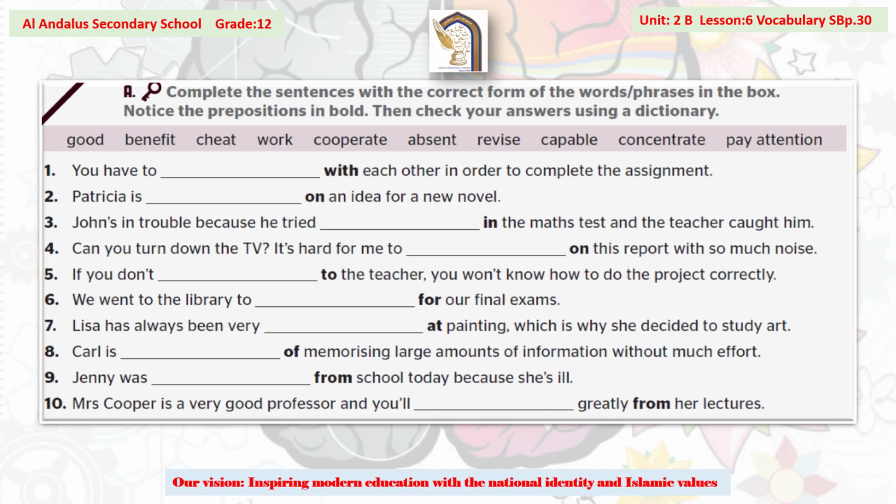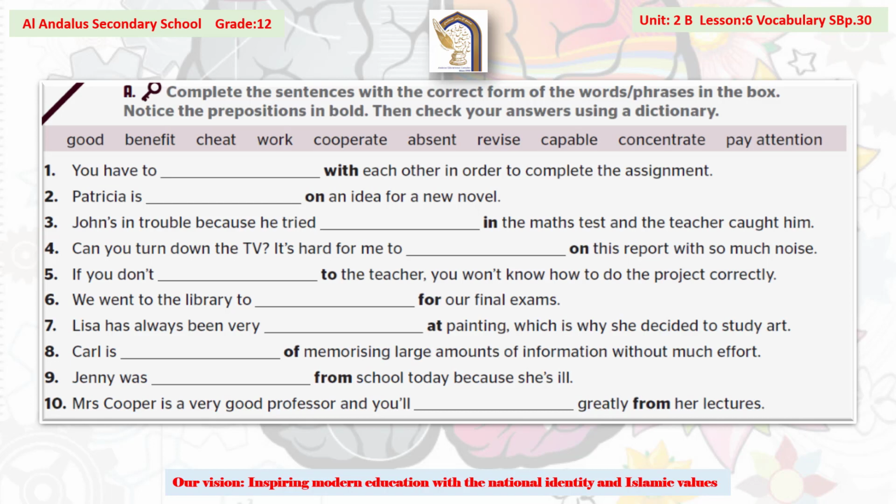We have this set of verbs and adjectives: good, benefit, cheat, work, cooperate, absent, revise, capable, concentrate, pay attention. Of course, pay attention is a phrase, absent and capable are adjectives, and the remaining words are verbs.